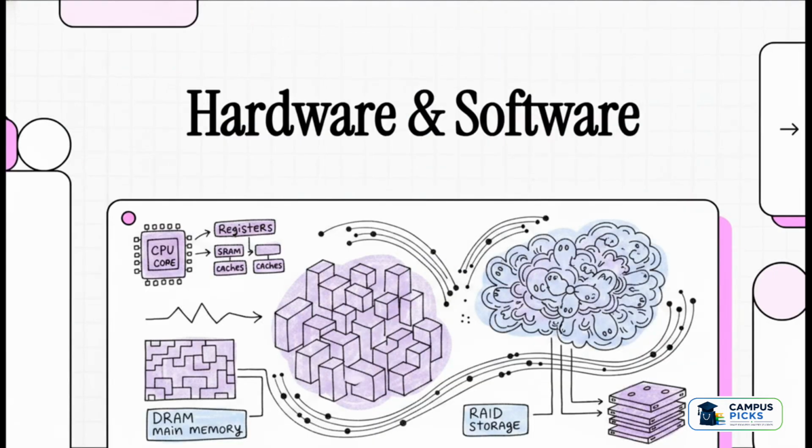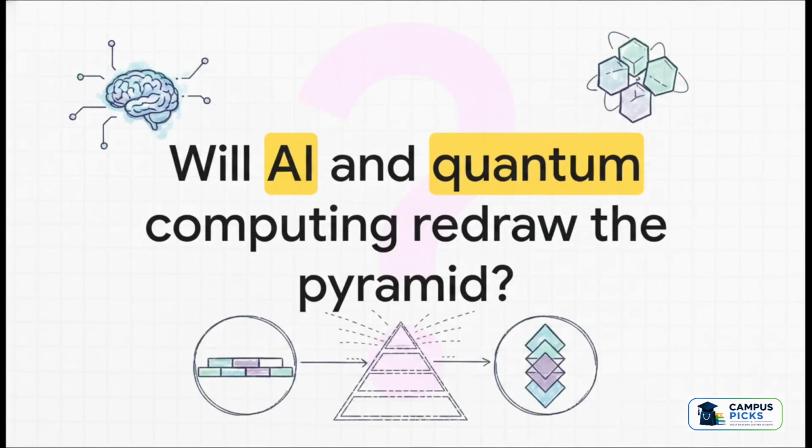When you step back and look at the whole picture, it truly is a symphony of hardware and software. Registers, SRAM caches, DRAM main memory, virtual memory systems, and RAID storage. All of these completely different technologies are orchestrating seamlessly behind the scenes. They work together to give you, the user, the illusion of a computing machine that is simultaneously infinite in size and instantaneous in speed. Which leaves us with a pretty massive, fascinating question to wrap up today's explainer.